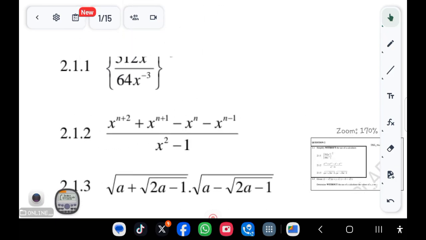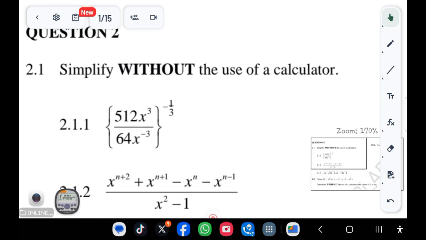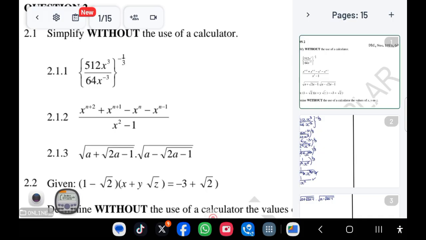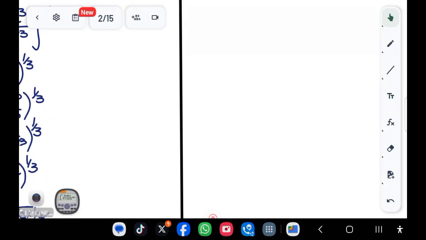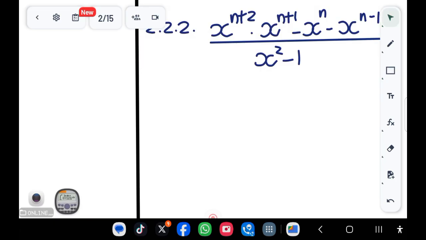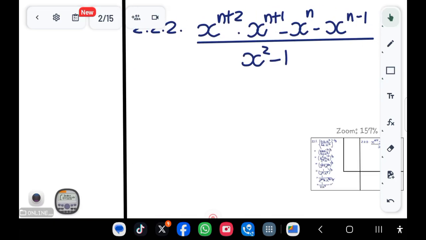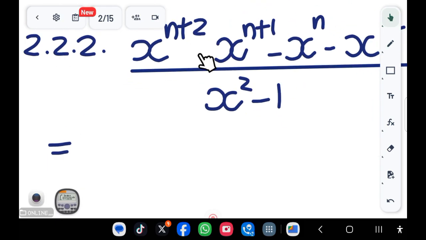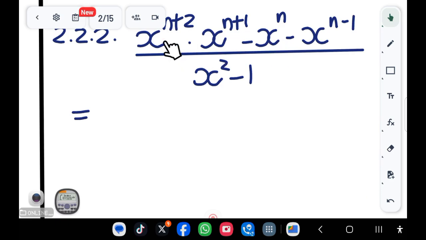2.1.2 says simplify without the use of a calculator. So what you do here is we factorize the numerator so that we can see exactly what's going on there. When we factorize the numerator, we are going to use the method of grouping to factorize. So match, match, match, match. We're going to match this one with that one and this one with that one, and you see what we're going to achieve right now.